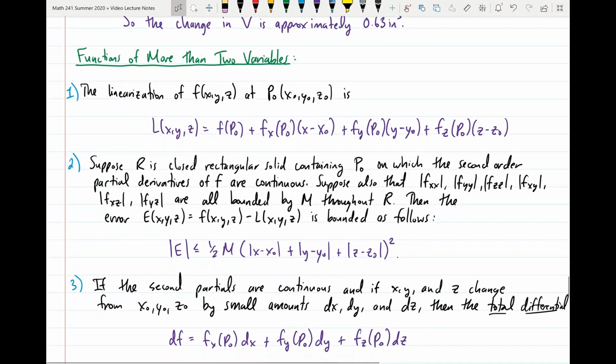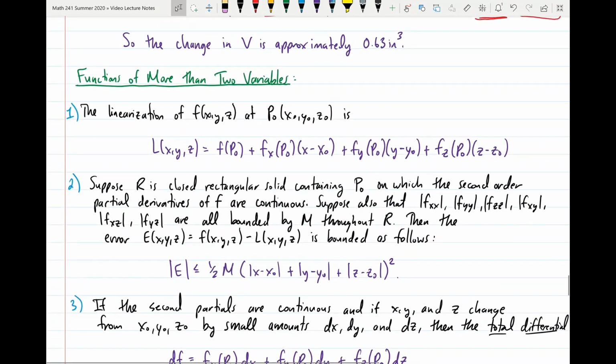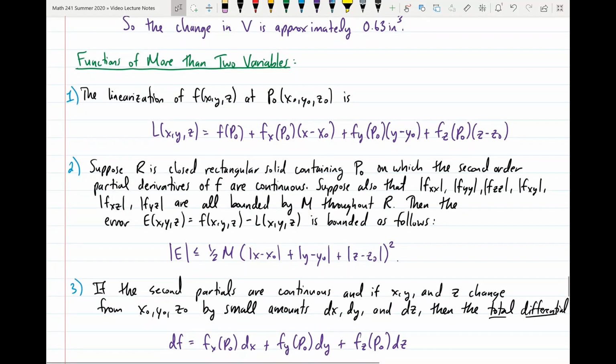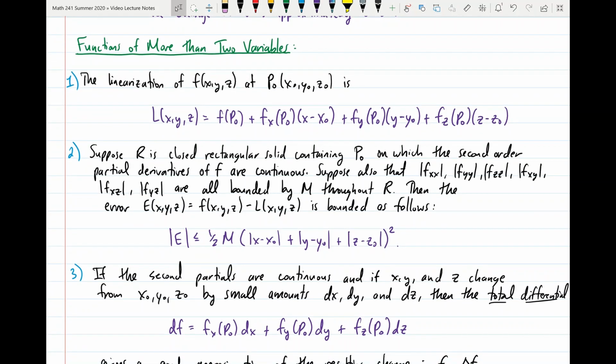Everything generalizes pretty nicely. So the linearization of a function f of x, y, z at a point p naught, which in this case will be x naught, y naught, z naught, is given by L of x, y, z is equal to the function at the point p naught plus partial x at p naught times x minus x naught plus partial y at p naught times y minus y naught plus partial z at p naught times z minus z naught. So the only difference here is that the linearization will include this additional summand where we use the partial derivative of z at p naught.